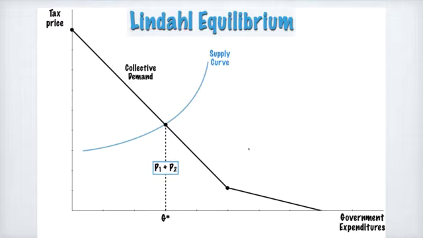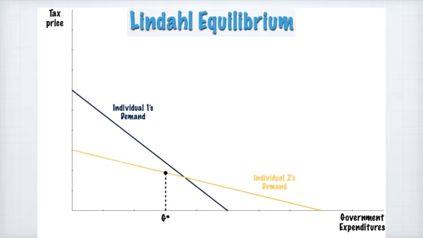If we bring that G1 back and use it with the individual demand curves, if we go from G star up to individual two's demand curve and across, that gives us the tax price they are willing to pay for that level of government expenditures. And if we continue upward to individual one's demand curve, that gives us the tax price that individual one is willing to pay.